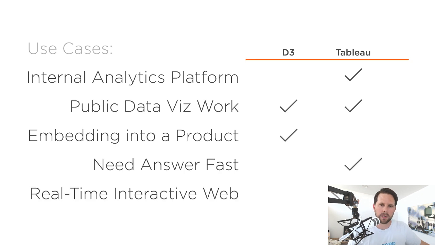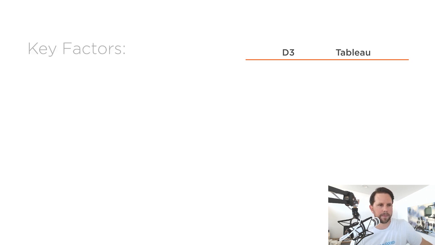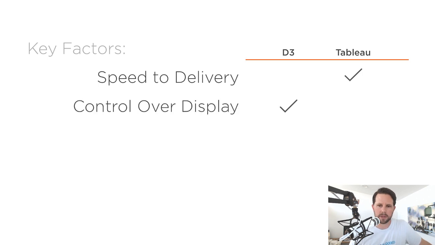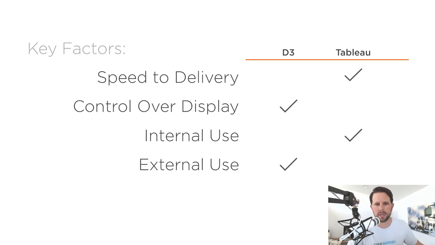Then we have some real-time interactive web stuff. I would say D3 again is the winner. You saw even some of the examples there and how interactive and how fluid that stuff is. It beats Tableau. It beats every other library out there, really. So they're kind of the champion in that space. Now, the key factors, I mentioned some of this already: speed to delivery, Tableau. Control over the display is going to be D3. Internal use, it's going to be Tableau, and external use, it's going to be D3.